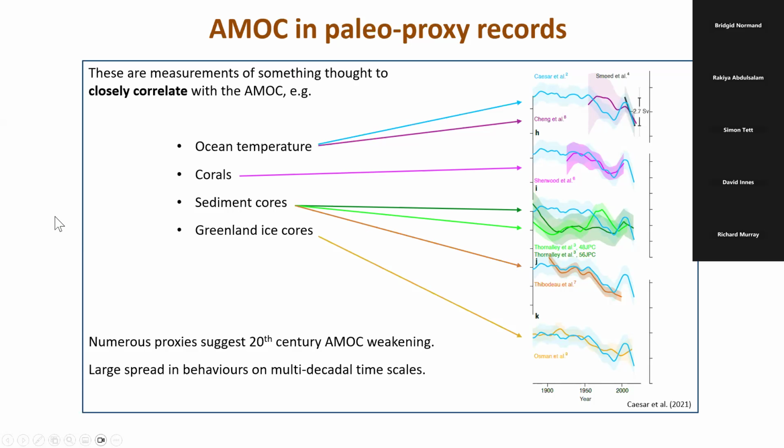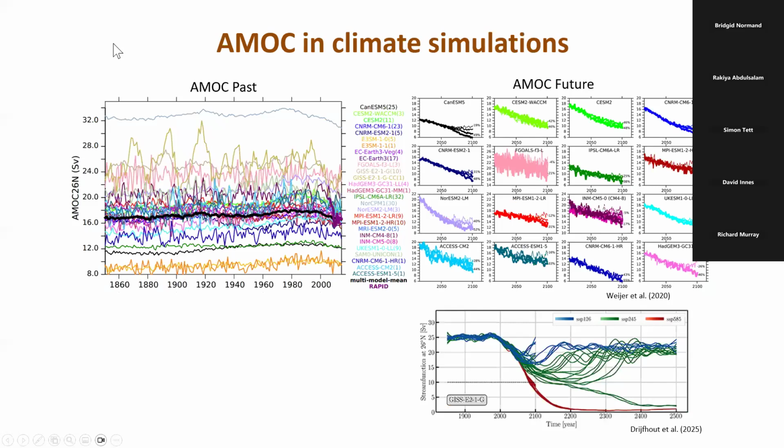Okay, so I think I'd covered what I wanted to say about this. We have these paleoproxy records which tend to suggest that the AMOC has weakened since the onset of the industrial era, but there's a bit of a disagreement as to how representative these records are of the AMOC versus other climate signatures. If we look in the latest generation of climate simulations, the CMIP6 models, they give us a slightly different picture of what's happened over the last 100 or so years.